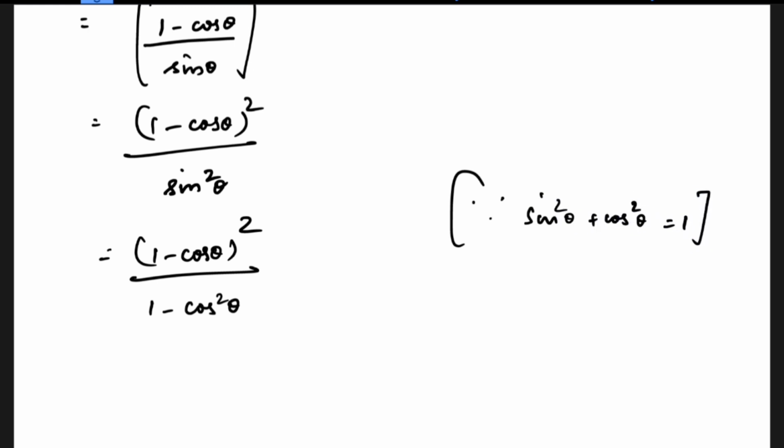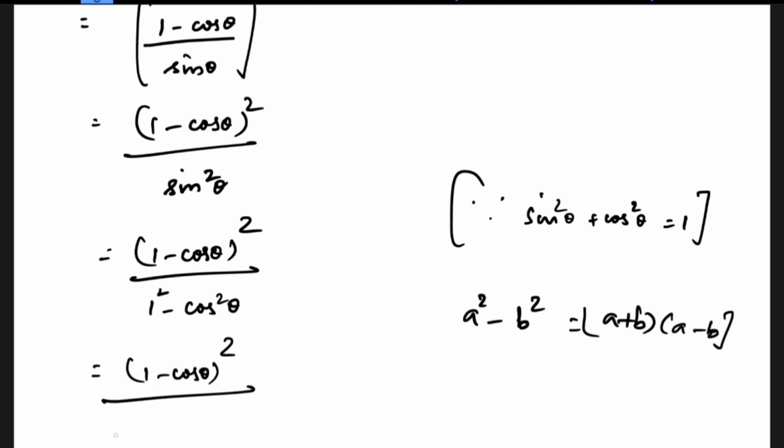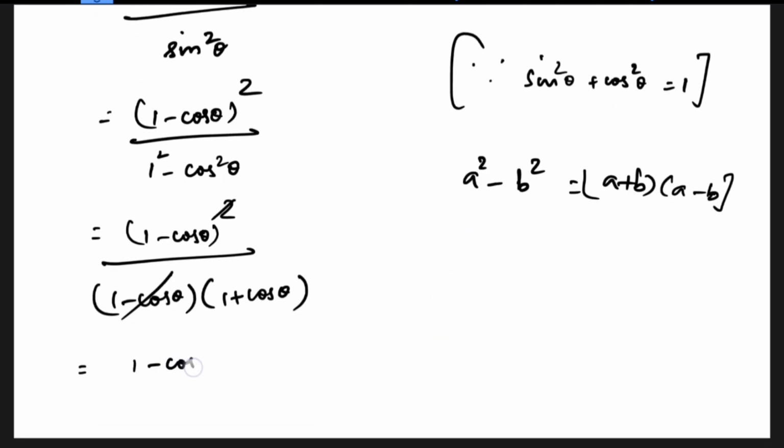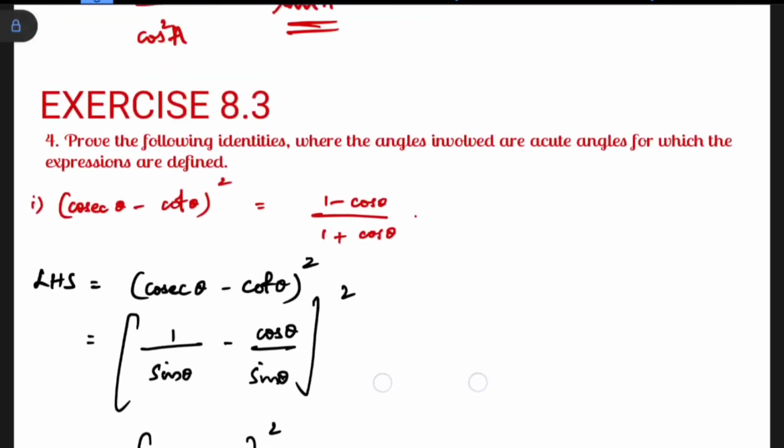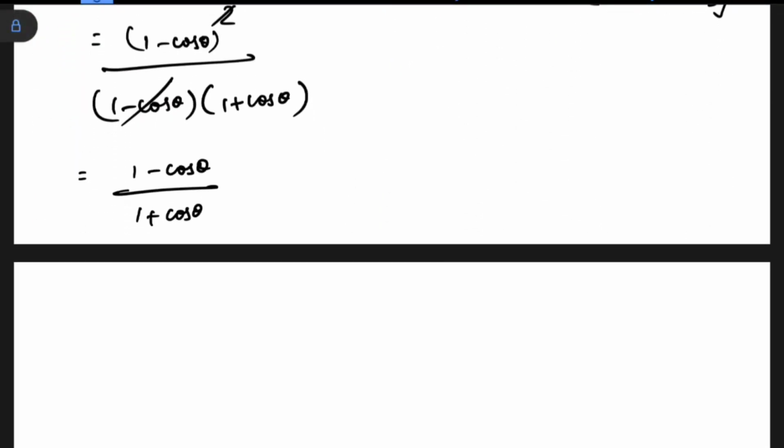We also know that a square minus b square can be written as (a plus b) into (a minus b). So the denominator can be taken as 1 square minus cos square theta, which can be written as (1 minus cos theta) into (1 plus cos theta). The common factors can be cancelled and we get (1 minus cos theta) divided by (1 plus cos theta), which is equal to the RHS. Hence proved.